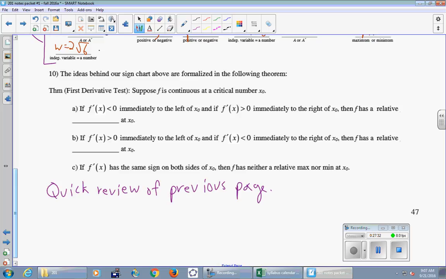If f prime of x is less than 0 immediately to the left of our critical number, and f prime of x is bigger than 0 immediately to the right, I always have to think about this. That's just a lot of symbols for me. But f prime is less than 0, a downhill tangent line, and then an uphill tangent line. What are you looking at at x0? A local minimum. F has a relative minimum at x0.